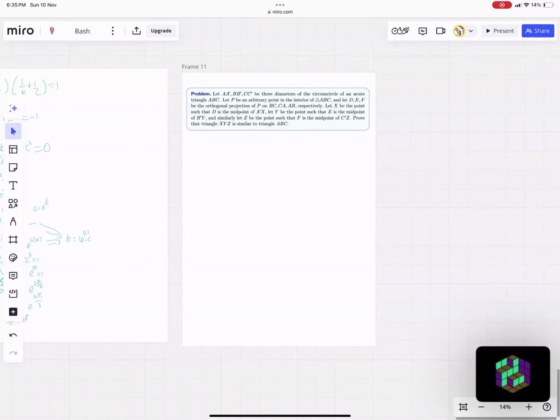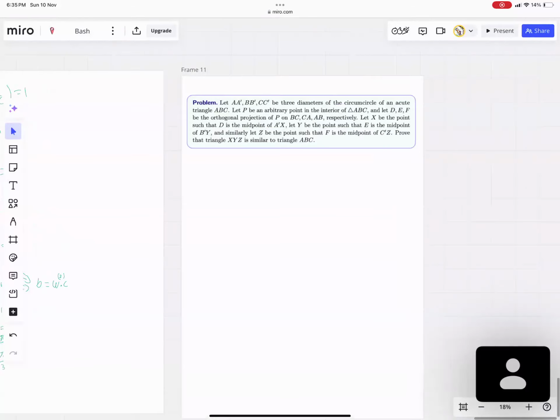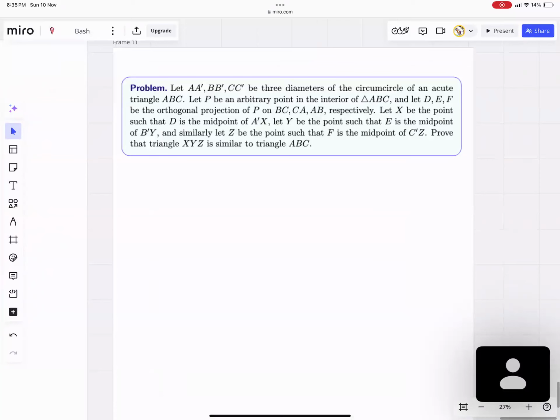Could you zoom in a bit? Yeah, sure. Thanks.